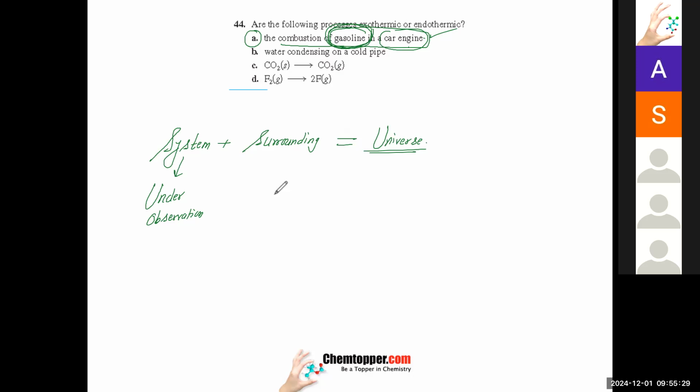Children, are you getting it? Gasoline is the system. When you are burning this gasoline in your car, it's giving you energy and you are using that energy to drive your car. So the car is the surroundings taking energy from the system, which is gasoline. So the process is exo. Combustion of gasoline is exo. Okay, answer B part.